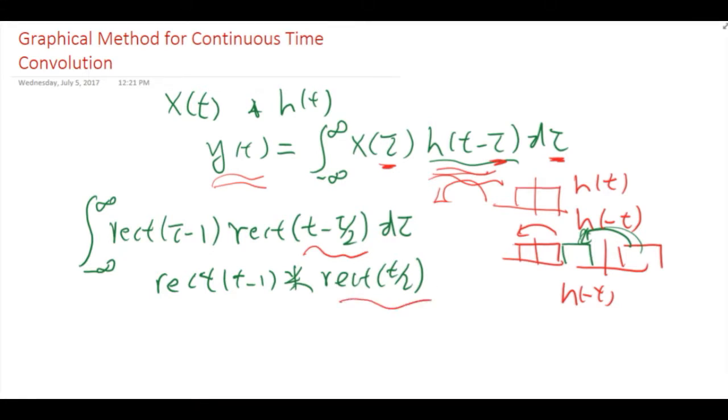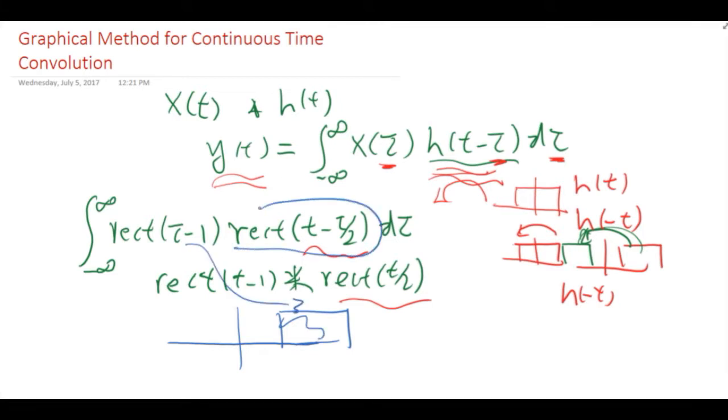So t minus 1 will become something here, and this is a function of rect of t minus tau, then you flip it. That means they are exactly the same along this axis.